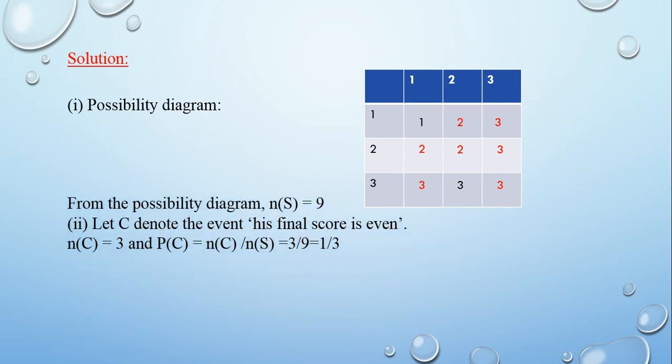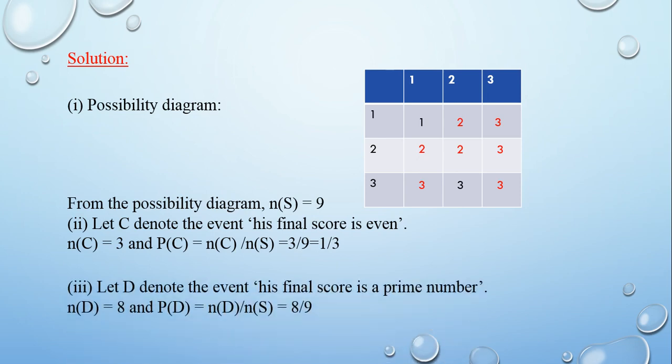Okay, from the possibility diagram, we can identify that there are 9 numbers, or 9 possible outcomes. So if we let C denote the event that his final score is even, we get n(C) equal to 3. Even numbers, we have 2 here. 3 results. So n(C) equals 3, and P(C) will be equal to n(C) over n(S), so 3 over 9. Simplify, we get 1 over 3.